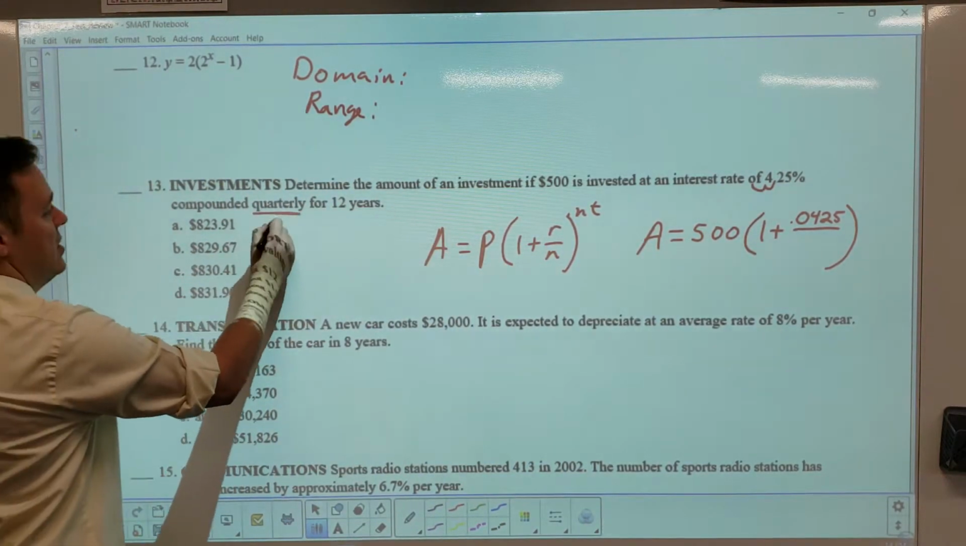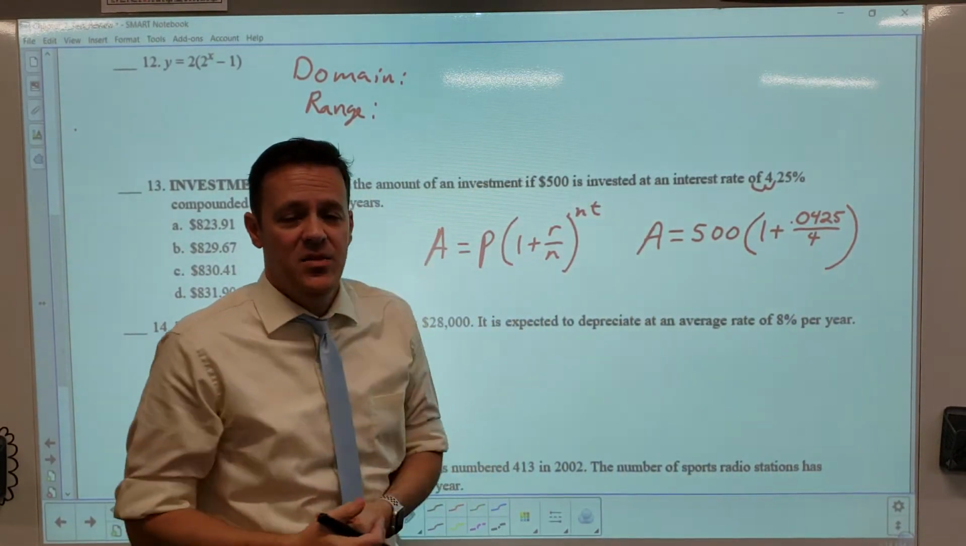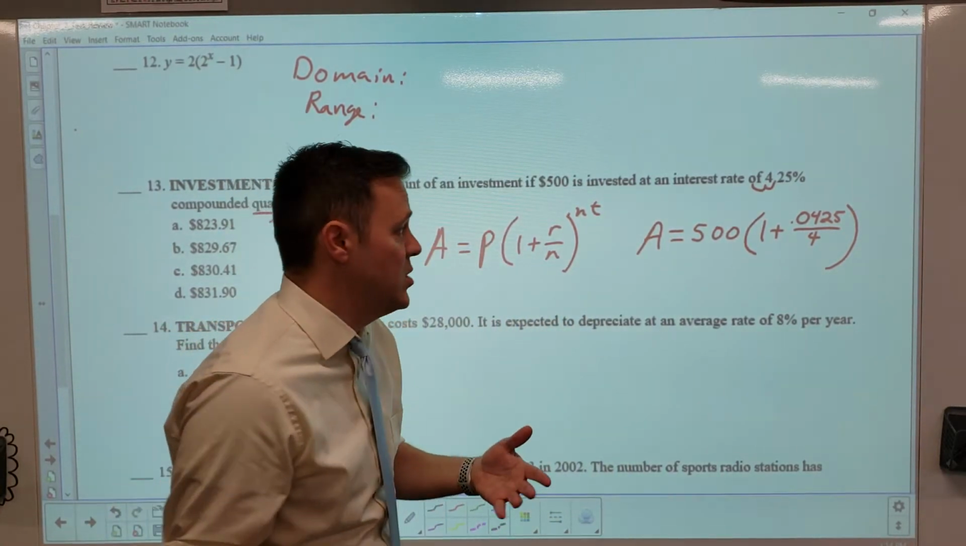If it's done quarterly, this answer here then becomes 4. If it's semi-annually, that would be 2. If it's monthly, that would be 12. If it's just annually itself, it'd just be 1. We had talked about that.